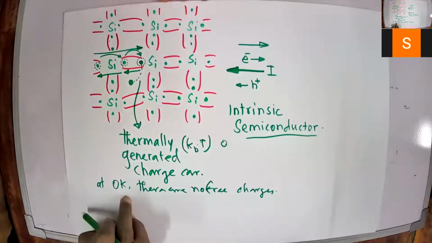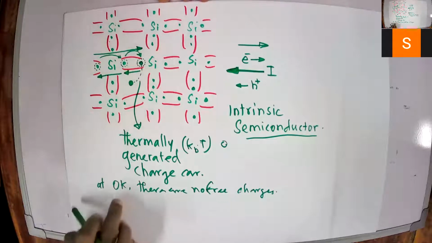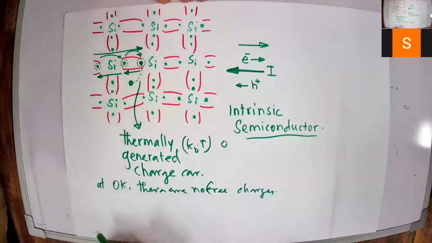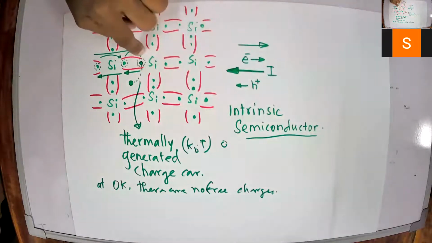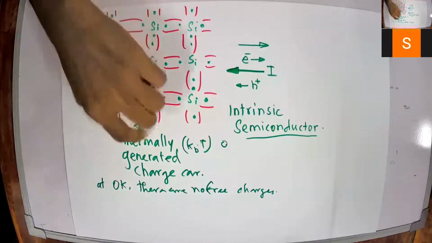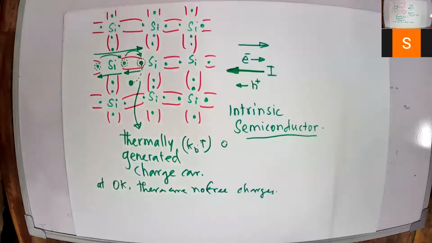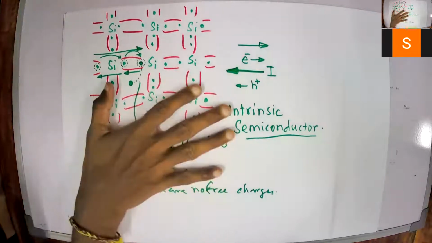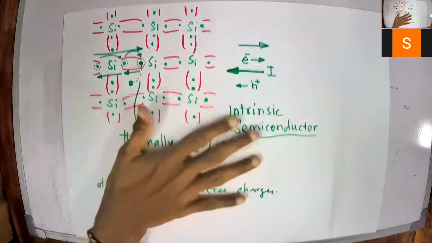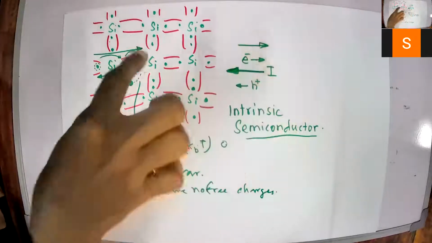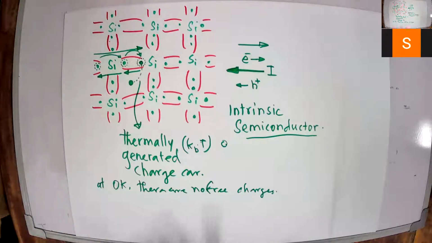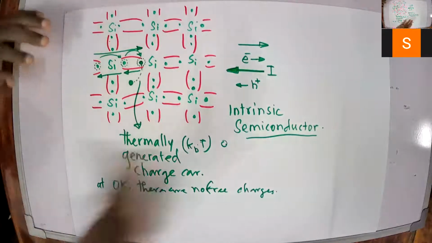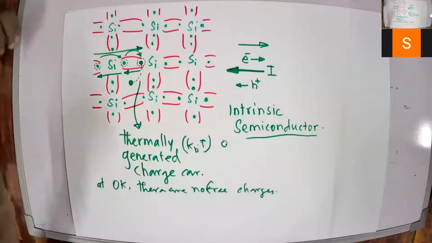Now there is a problem here. Even at room temperature, an intrinsic semiconductor heavily depends on thermally generated charge carriers. To increase the conductivity of these materials, we can dope other materials into the silicon structure. For example, silicon is a 4th group element, so we can dope with a 5th group or 3rd group element.